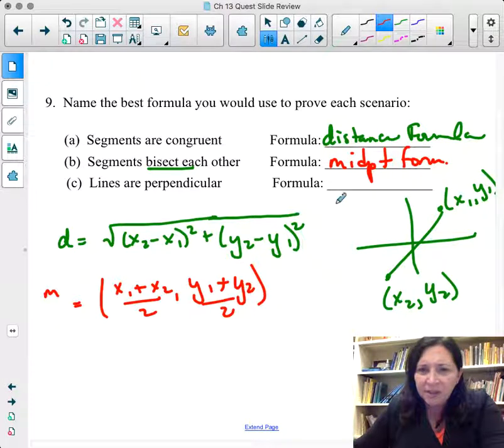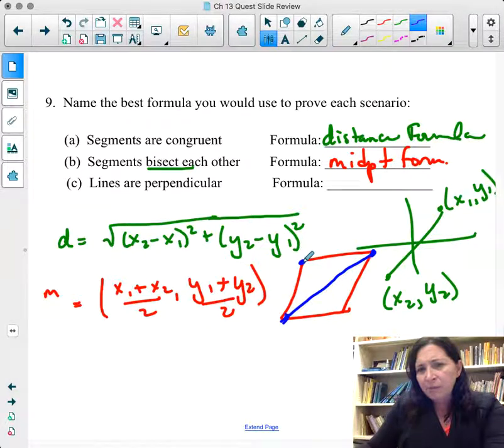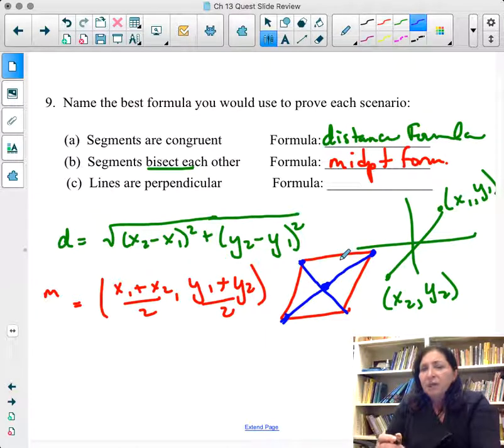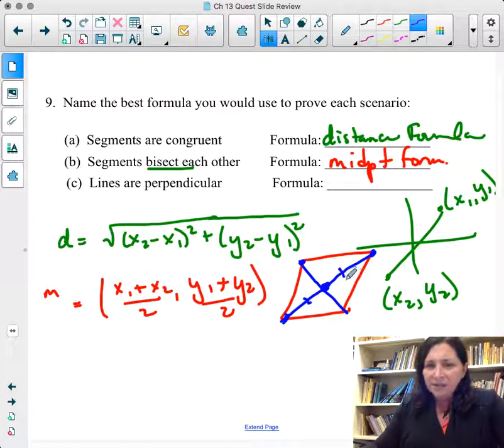What that means is basically, let's just say we had a shape like a parallelogram. If I were to find the midpoint of these two vertices, which would be here, and the midpoint of these two vertices here, and I ended up getting the same value, wouldn't you know then that these actually bisect each other? That's why you would use the midpoint formula.